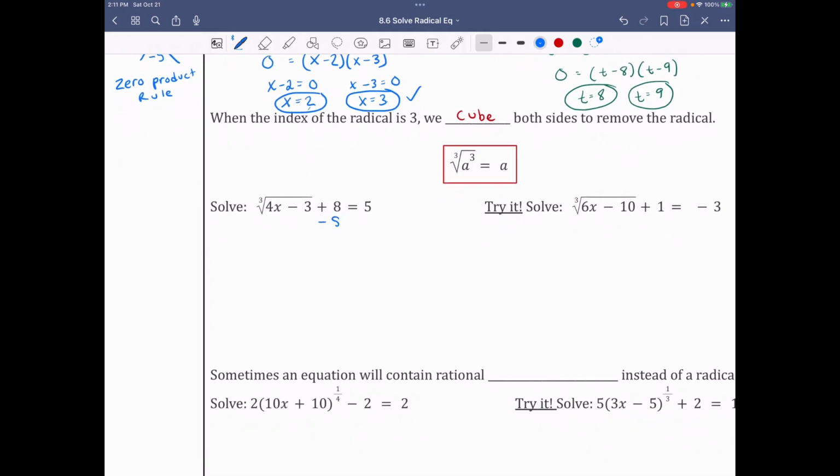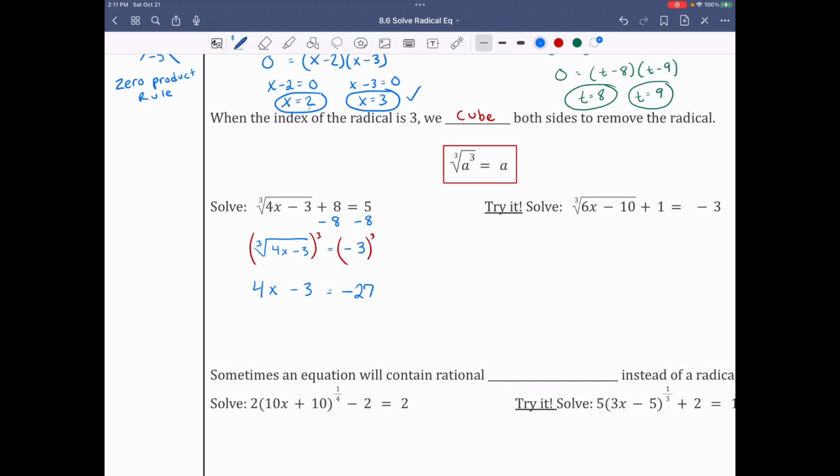Let's start with subtracting 8. And we get the cube root of 4x minus 3 equals 5 minus 8 is negative 3. It's okay that it's a negative because we're taking a cube root. Remember, if it's odd, we don't need to worry about it if it's negative. If the index is even, then we have issues. So negative 3 cubed is negative 27. And this cancels the cube root. So we just have 4x minus 3.